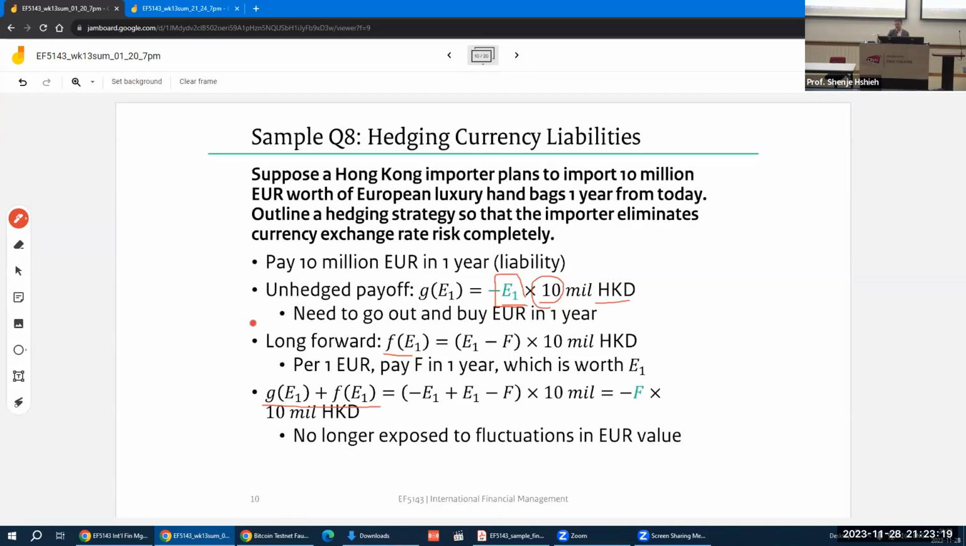To eliminate that uncertainty, we can engage in a long forward, which means that we pay a fixed price known today and get delivery of that foreign currency in the future. So it's minus F, a fixed price known today, and we get E1, the price per unit of euros multiplied by 10 million euros. That gives us Hong Kong dollars. Adding these 2 together, G of E plus F of E, gives us minus E plus E minus F. The E terms go away, and we're only exposed to minus F, which is not random. It's a known variable today, and it won't change in value from today all the way to 1 year. So we are no longer exposed to fluctuations of euro value.